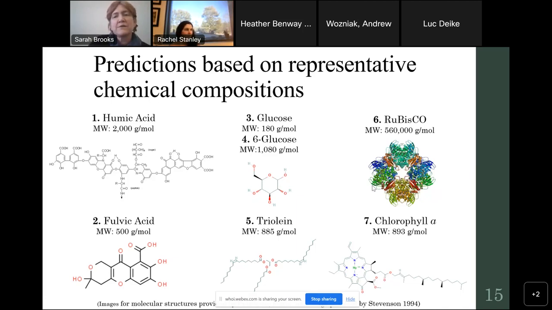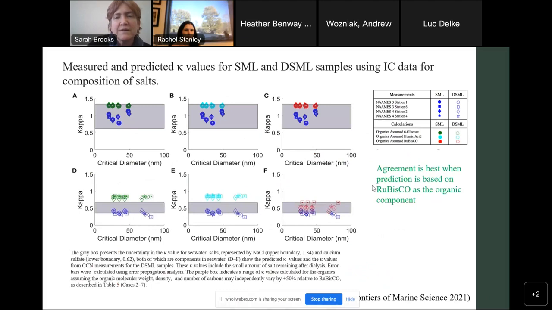If you're not familiar with Rubisco, it's a very common protein. It's an enzyme that's part of photosystem II, and so you'd expect to see it in chlorophyll, in phytoplankton, and in the sea surface microlayer, you would expect to see it more concentrated than below, although that is not part of this study. All right, so those are our example chemical compositions.